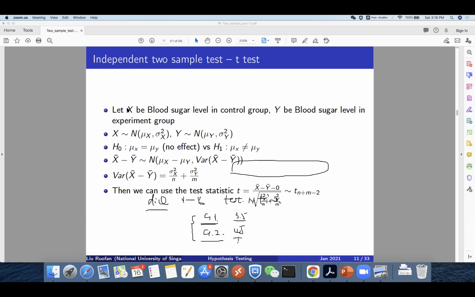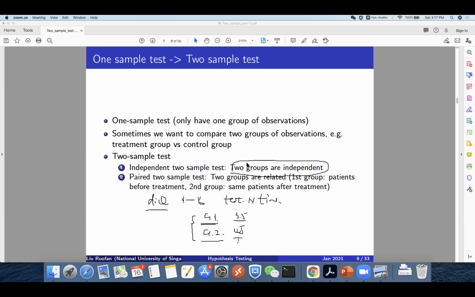For example, I have a drug, and I use it in my experiment group. But for my control group, I may give them a placebo. Then I measure the blood sugar level in the control group, denoted as X, and measure the blood sugar level in the experiment group, denoted as Y. And I want to test whether the mean from group 1 is equal to the mean of group 2. So I'm actually testing two distributions. I'm testing two groups. Okay, please go on.